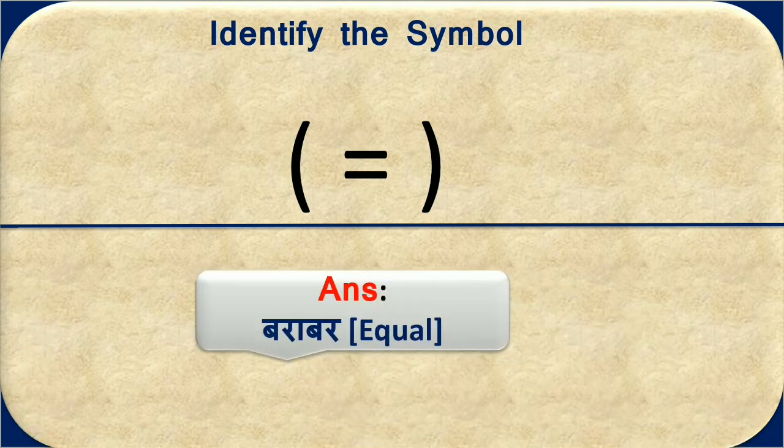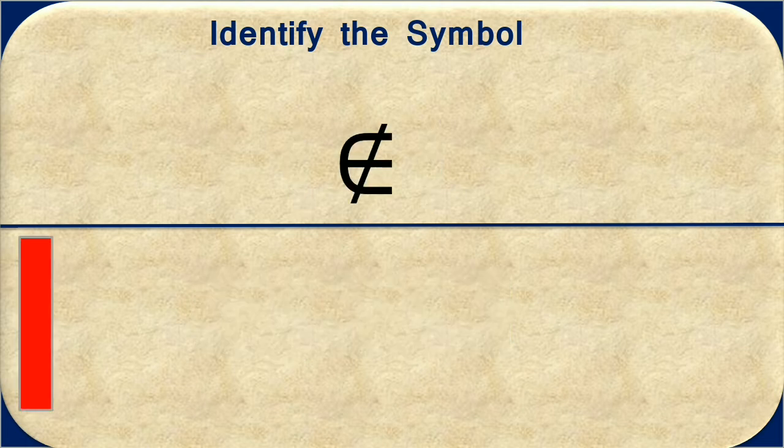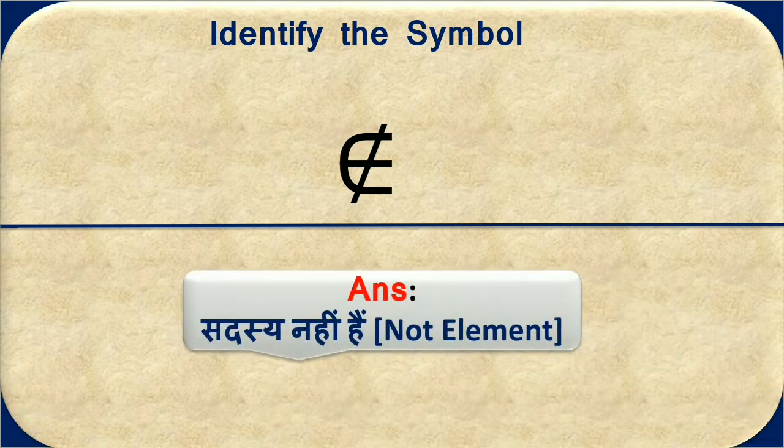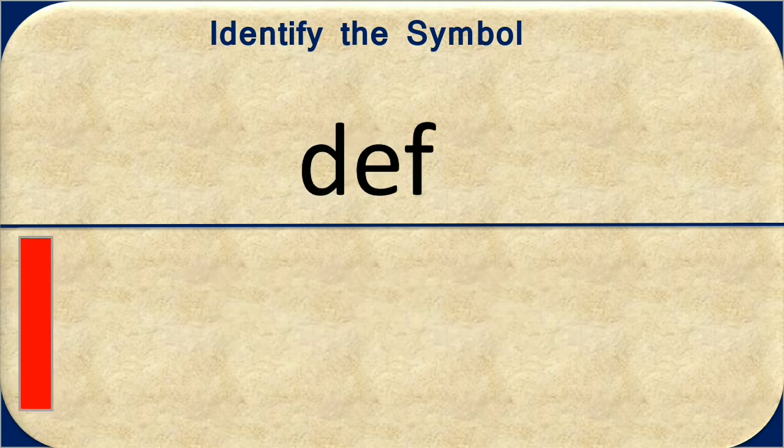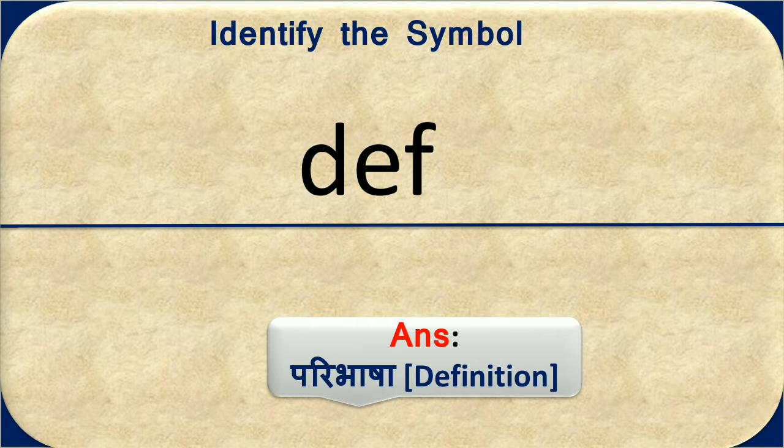This is equal, barabar. Identify this symbol. This symbol is of not element, sadasya nahi hai. Mostly this symbol is used in set theory. Identify this. DEF. What does it stand for? Definition, paribhasha.